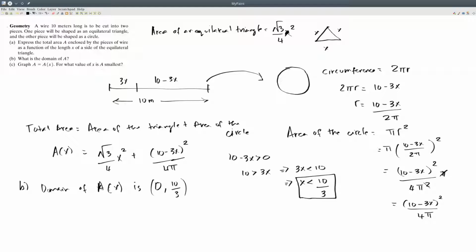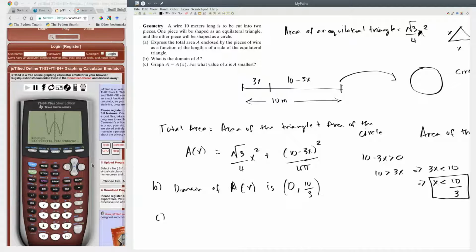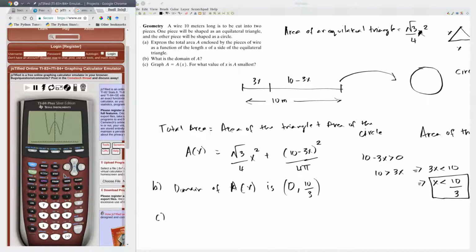And in part C, for what value of x is A the smallest? So we need to graph this. So let's take the area function. We know the domain that we have determined, x could only be between 0 and 10 over 3.